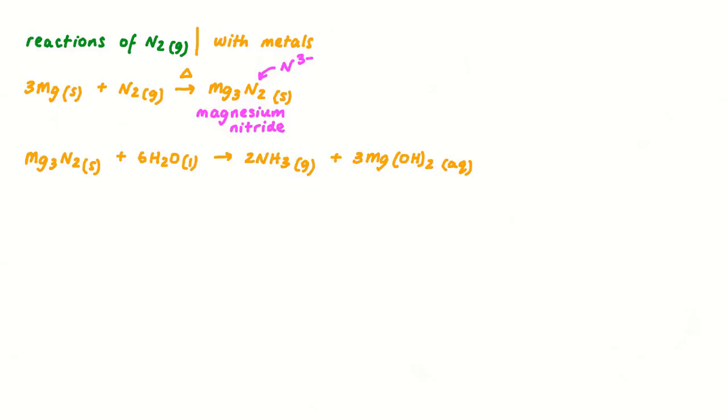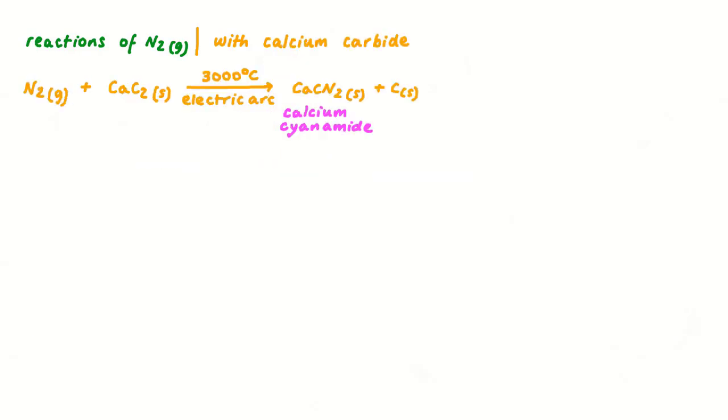Next we're going to look at the reaction of nitrogen with calcium carbide. This reaction produces calcium cyanamide and solid carbon, also referred to as soot. Calcium cyanamide can then go on to react with water. Upon reaction with water, it produces ammonia and calcium carbonate. Ammonia gas can be absorbed into water in the soil for use by plants.